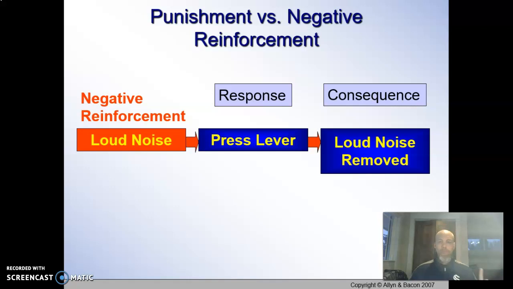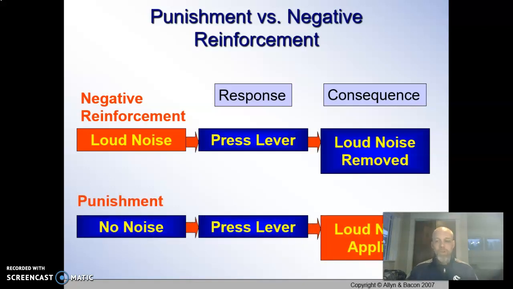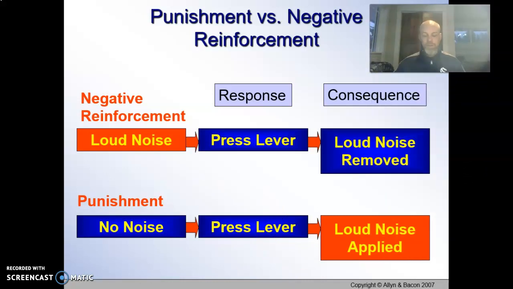What if I didn't want the monkey to press the lever? What if I had a monkey and he's running around his little box and he just keeps pressing the lever, and I don't want him to press the lever anymore? Okay, now I'm going to punish him. So now I'm going to have no noise, and the monkey's just hanging out, and he's looking for something to do. So he presses the lever, and then I hit the loud noise. That's punishment, and it's called, and here's the one that trips people up, positive punishment. I've added a stimulus, the loud noise, in order to decrease a behavior, the pressing of the lever. Okay.